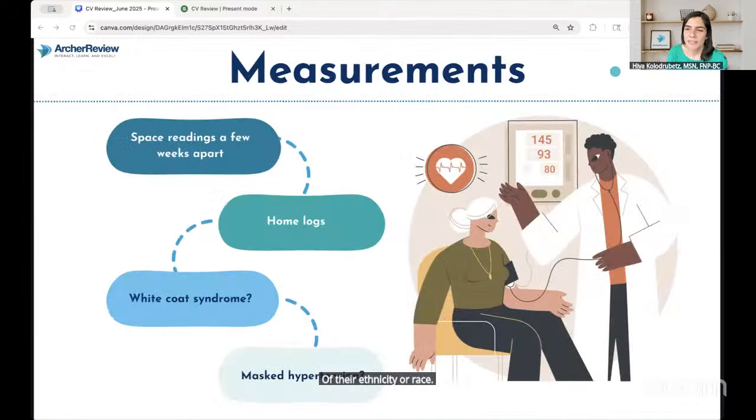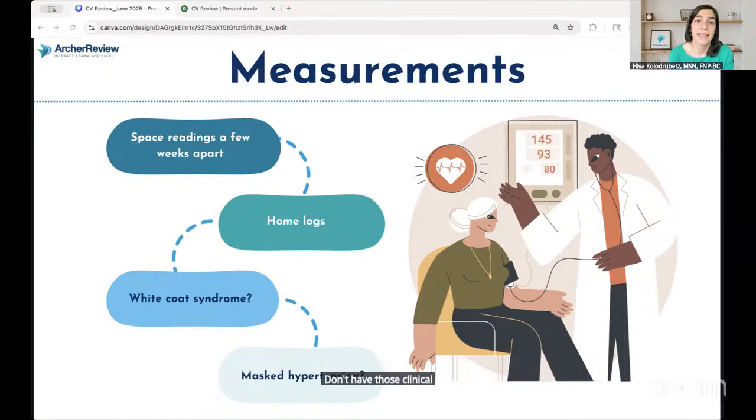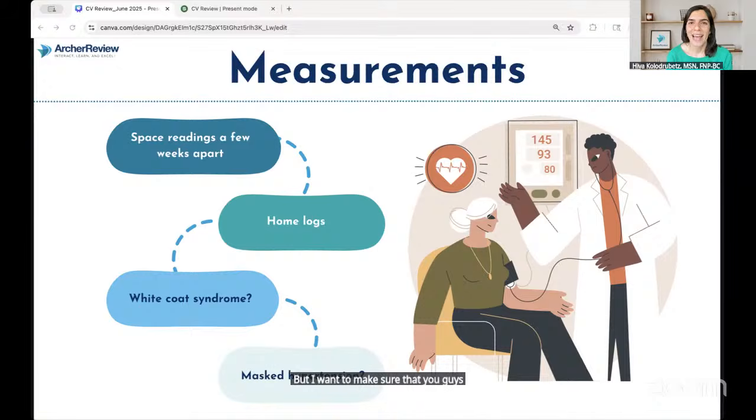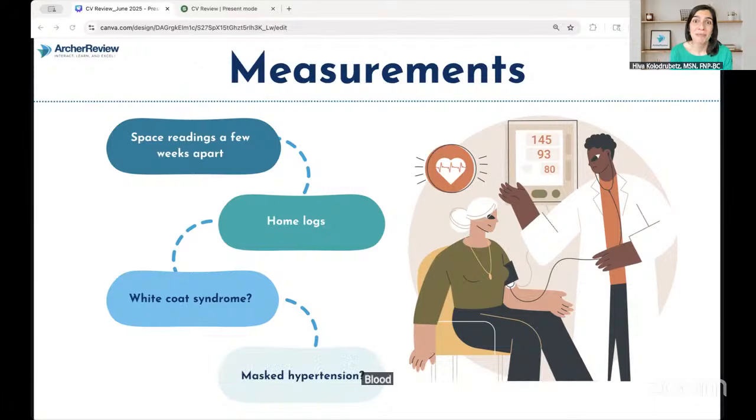And then in terms of blood pressure, I'm hearing from a lot of preceptors in the clinic setting that new students, new grads don't have those clinical skills that they expect. And I know as a nurse practitioner, you're likely not going to be taking your own vitals. Somebody's going to be rooming your patients for you. But I want to make sure that you understand how to take a manual blood pressure, because oftentimes our medical assistants are coming out of school just being trained on doing blood pressures on machines.